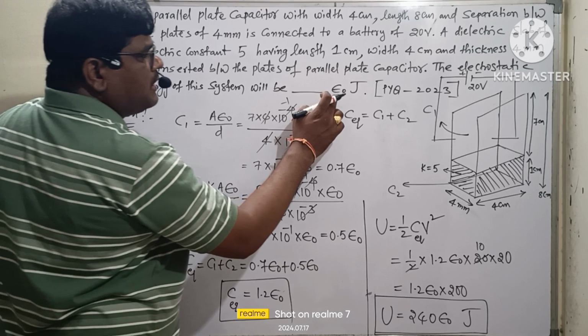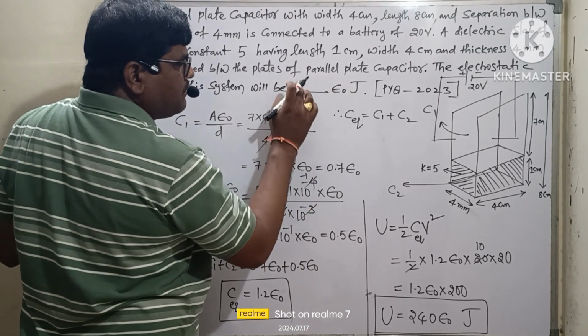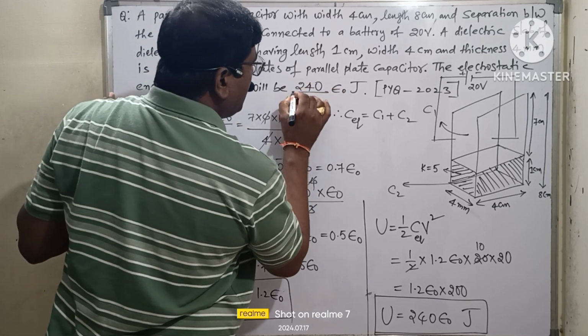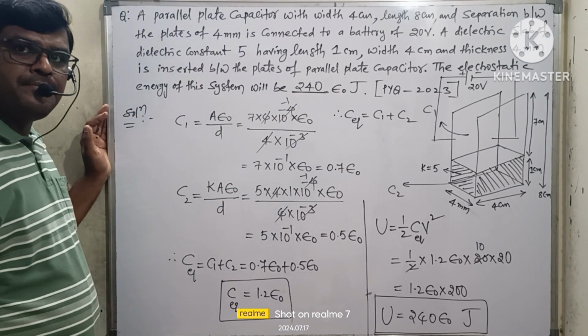They are asking here for the answer with epsilon naught joules given, so we have to write only the number. This is a numerical type question, and 240 is the answer to this question.